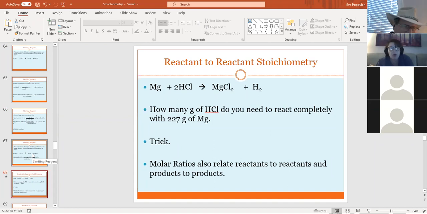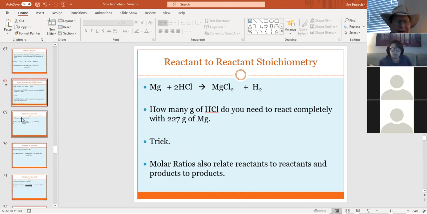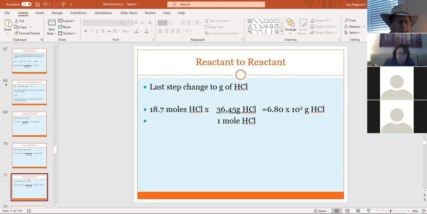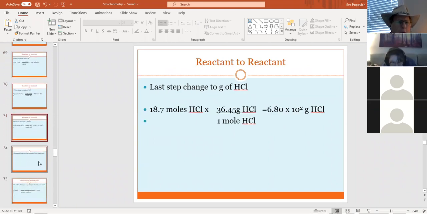Okay. I'm going to hold off on this one. I actually probably should have just done this one rather than another one. It's just another simple, easy one.